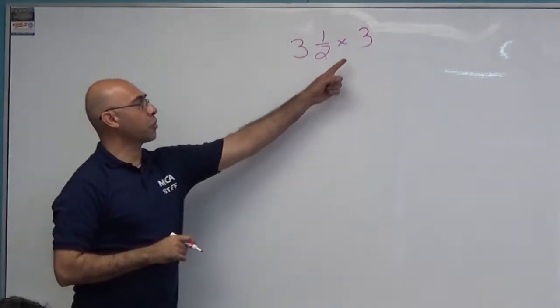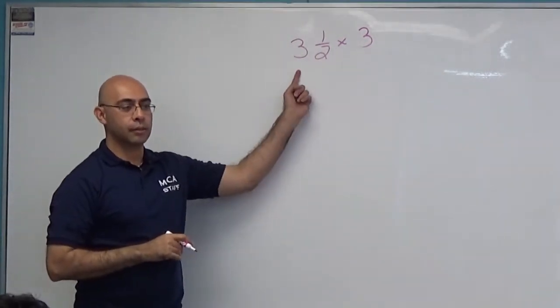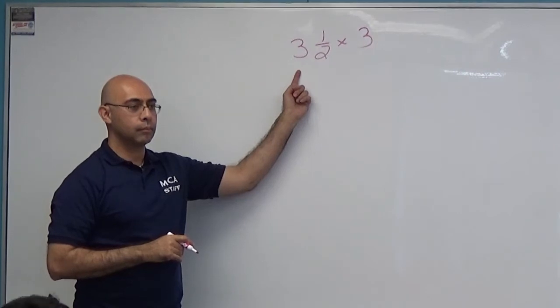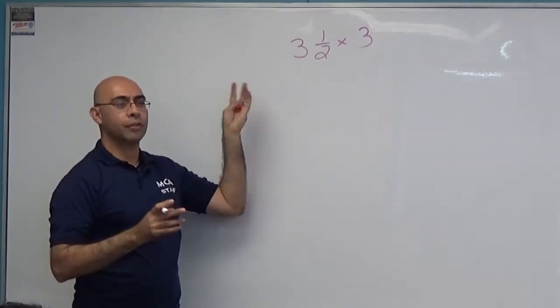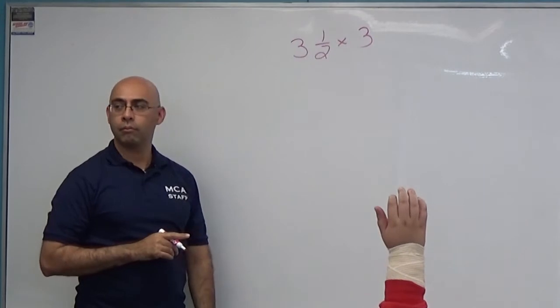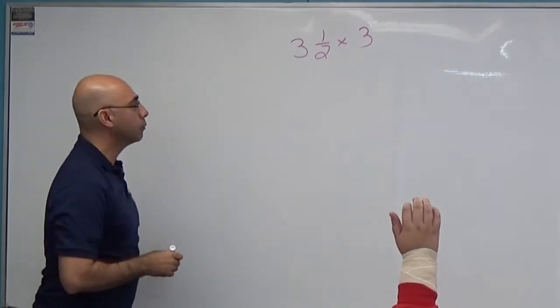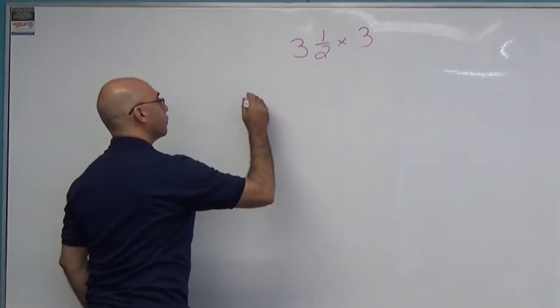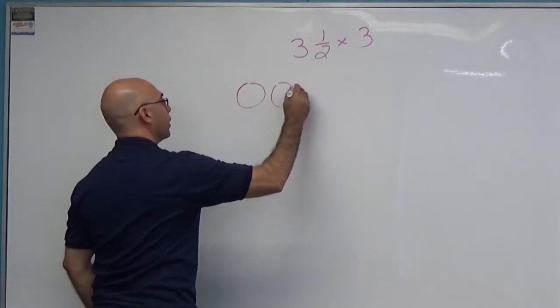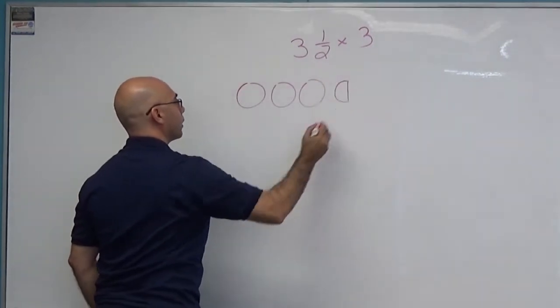So that means there are 3 of these things. How would I write 3.5 as a picture? Yes. So like, if it was a pizza, it would be 3 pizzas and half a pizza. 3 pizzas and half a pizza.